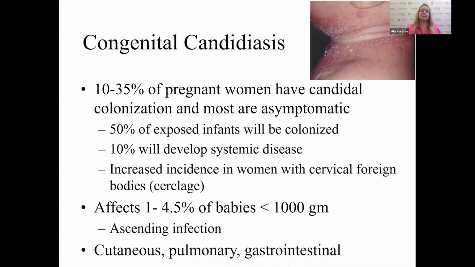So 10 to 35% of pregnant women will have candidal colonization. Most will be asymptomatic. And then 50% of exposed infants will be colonized. Only 10% will go on to have systemic disease. It is increased in women with cervical foreign bodies like cerclage. The baby will be affected: 1 to 4.5% of babies that are less than 1,000 grams will have significant infection from this ascending infection that typically involves the skin, the lungs, and the GI tract.